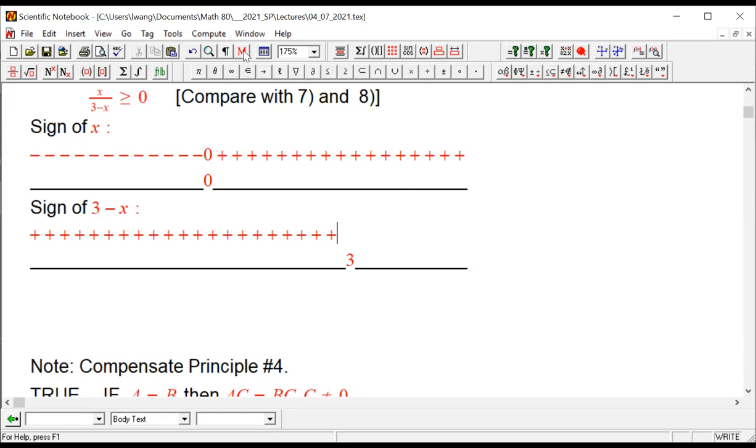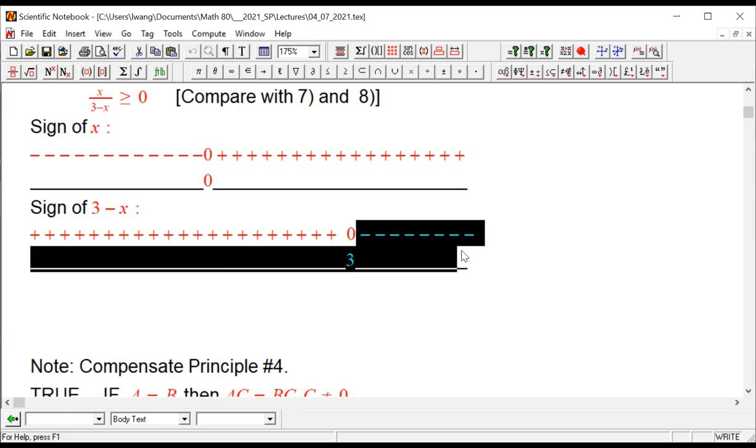So at 3, 3 minus x is 0. After 3, 3 minus x is negative. All you have to do is pick a number and plug it in. Suppose you pick -1: 3 minus -1 is 3 plus 1, a positive number, so all of these are going to be positive. And 3 minus x changes sign at 3. If you plug in a number greater than 3, say 4, 3 minus 4 is negative, so all of these are going to be negative. Do you guys follow me?